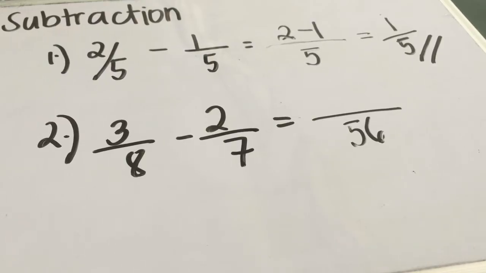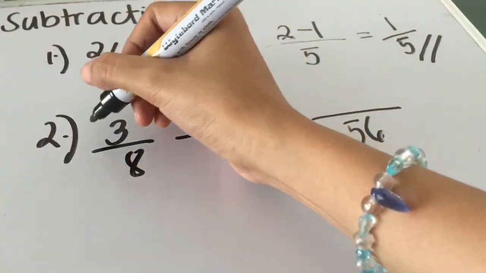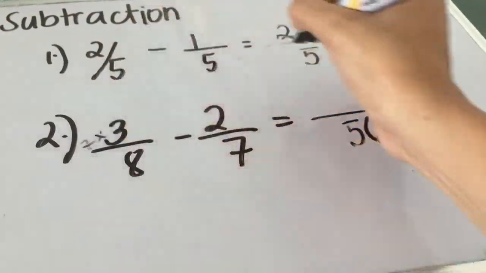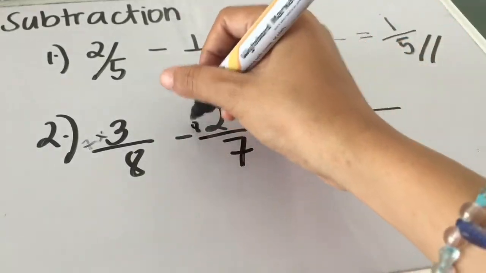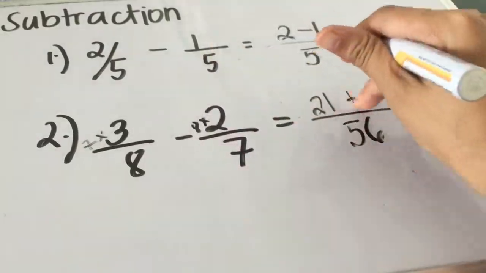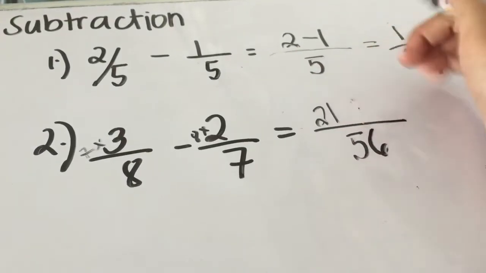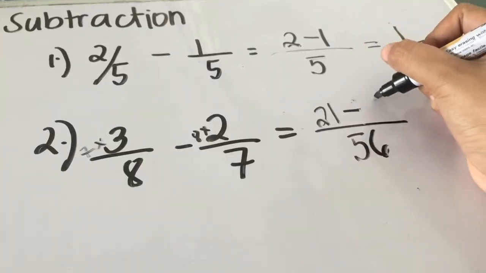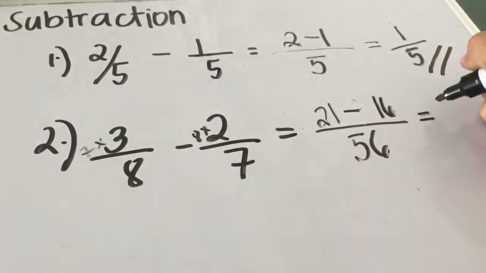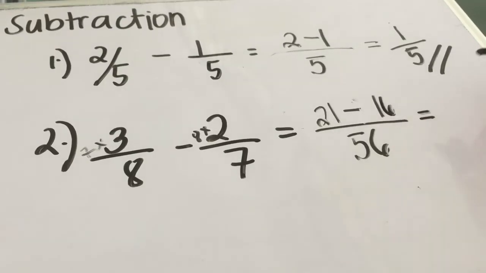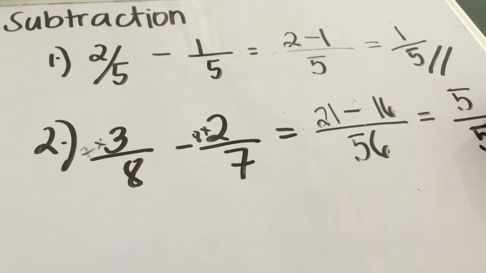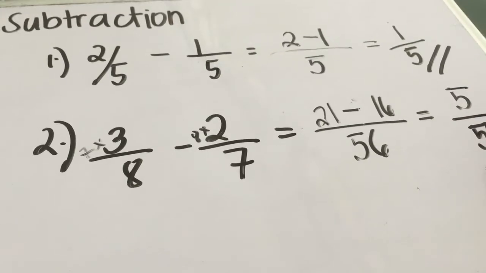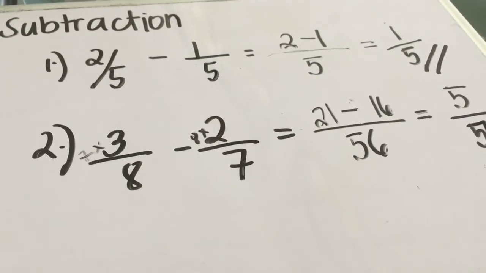So, 56 divided by 8, we have 7. So, 7 times 3 equals 21. Minus, 56 divided by 7, 8 times 2, minus pala, sorry. Minus, so 8 times 2 equals 16. So we have 21 minus 16. We have 5 all over 56. So our final answer is 5 over 56.